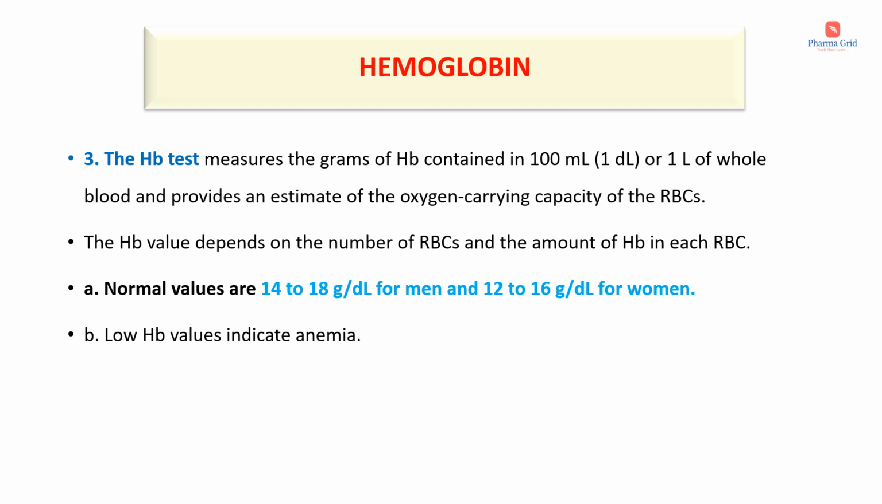The hemoglobin test measures the grams of hemoglobin contained in 100 ml or 1 liter of whole blood and provides an estimate of the oxygen carrying capacity of the red blood cells. The hemoglobin value depends on the number of RBCs and the amount of hemoglobin in each RBC. Normal values are 14 to 18 gram per deciliter for men, and for women it is 12 to 16 gram per deciliter. Low hemoglobin values indicate anemia.